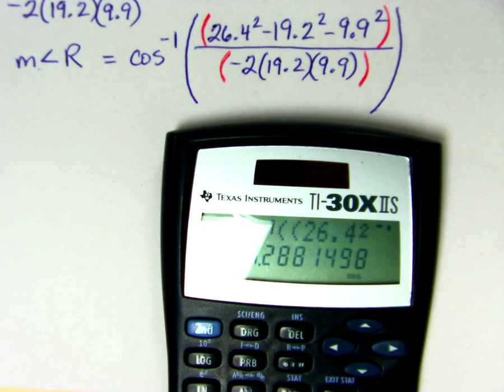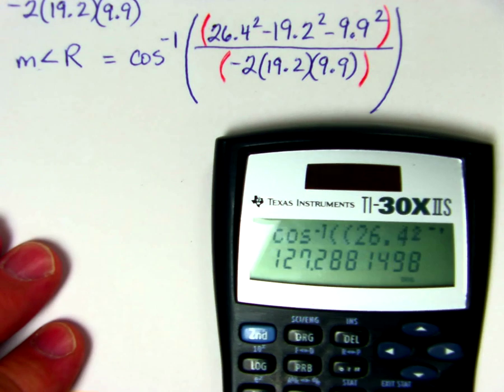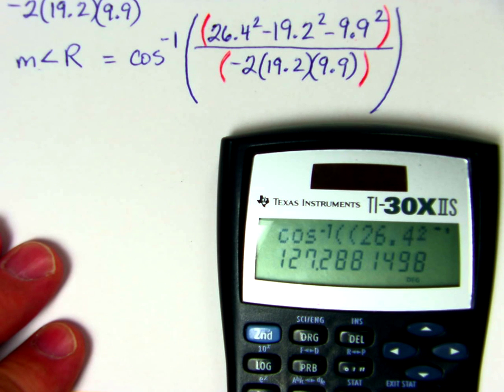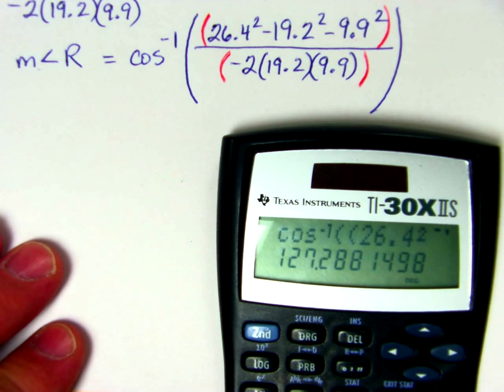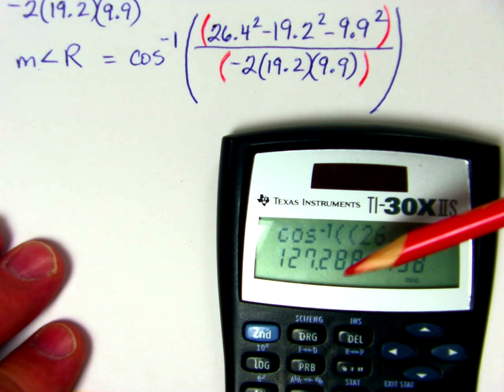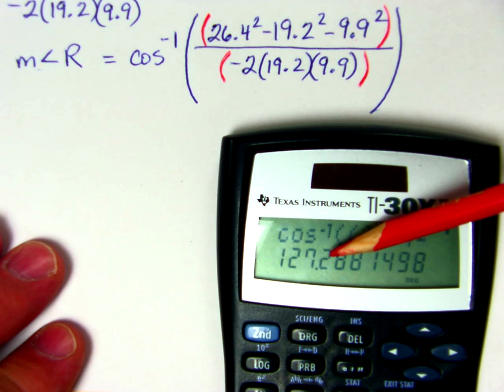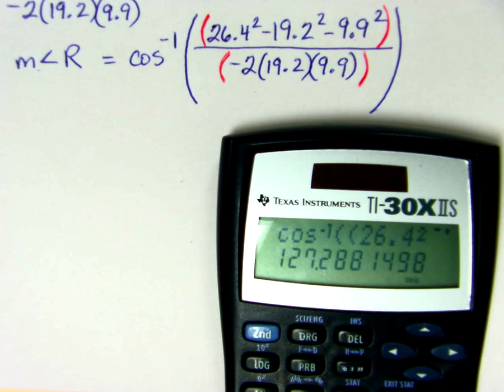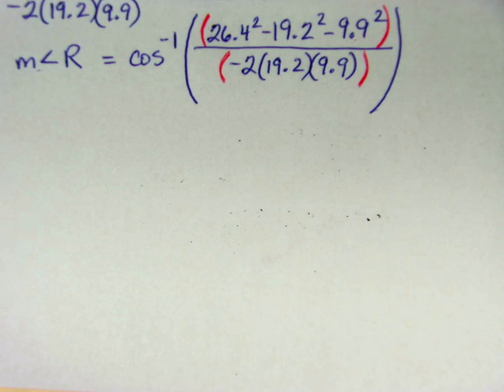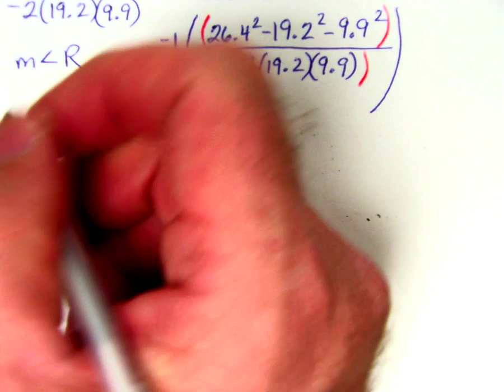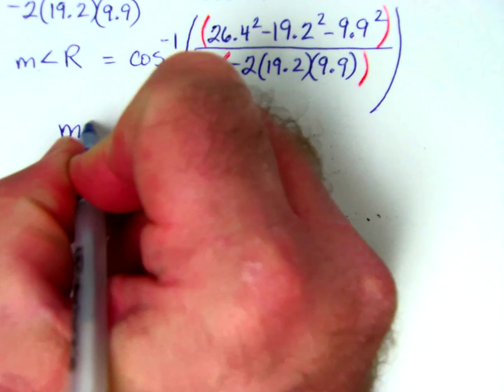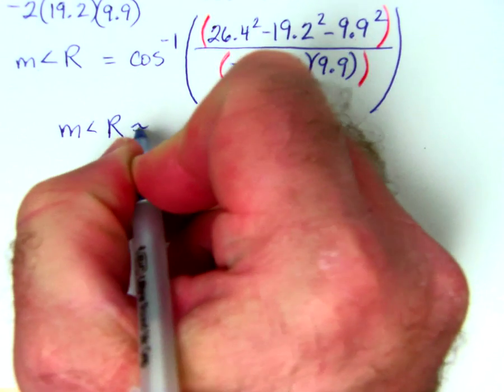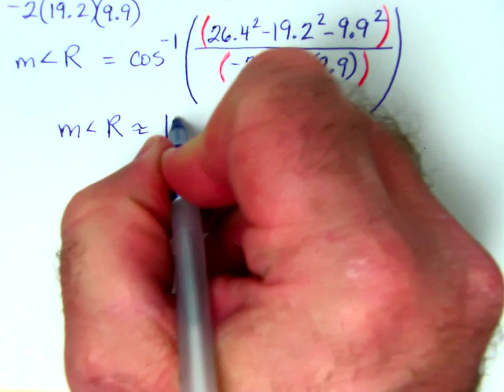Notice in this case, the measure of angle R is about 127 3/10 degrees. Now, my directions did say to the nearest degree, since 3/10 is closer to 127 than to 128. Remember, that has to be 5 or above to round to the next largest. Our answer here would be that the measure of angle R is about 127 degrees.